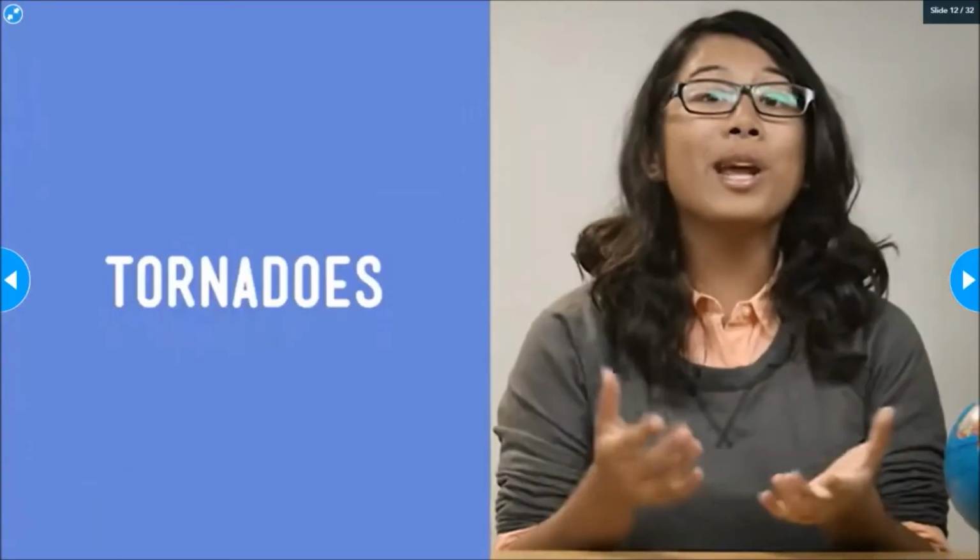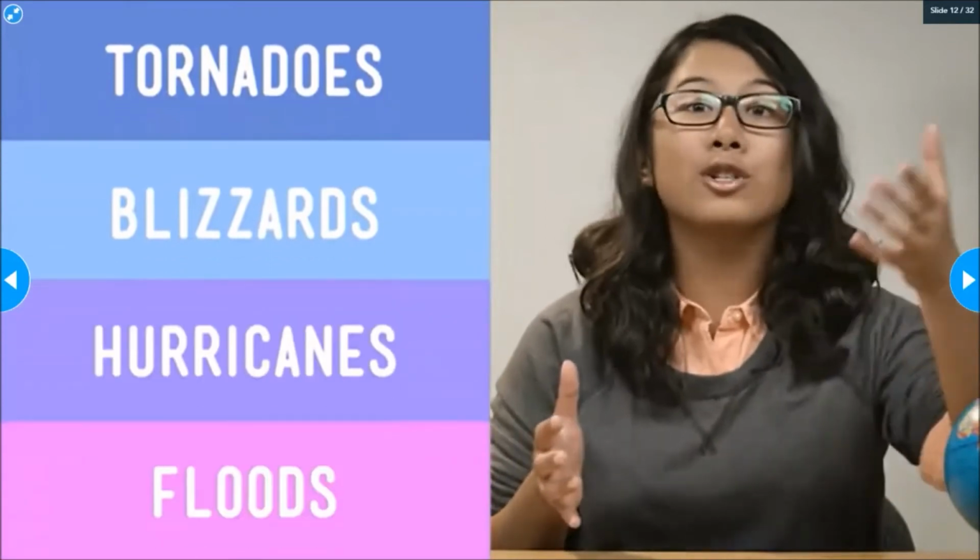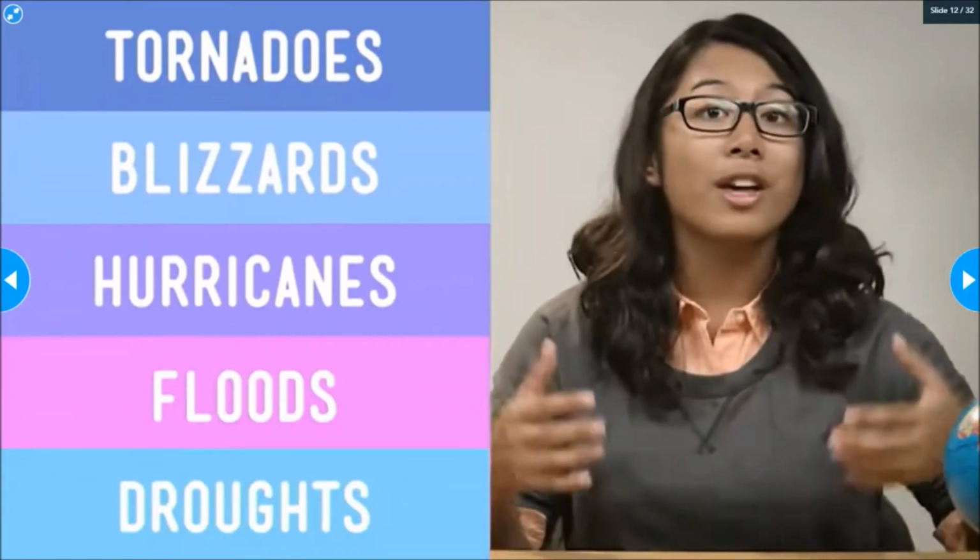Some light rain probably wouldn't count as severe weather, but a thunderstorm with heavy rain and lightning would. Tornadoes, blizzards, hurricanes, floods, and droughts are other forms of severe weather that can be dangerous to humans. But the more you know about these weather events, the less scary they seem.